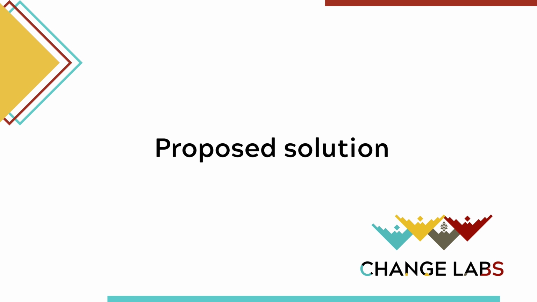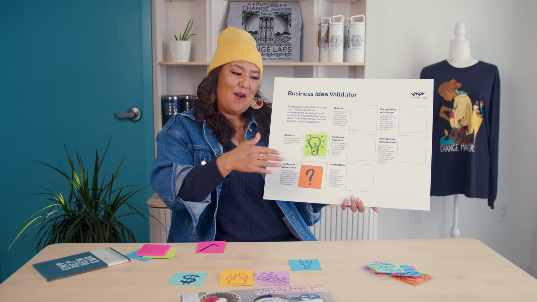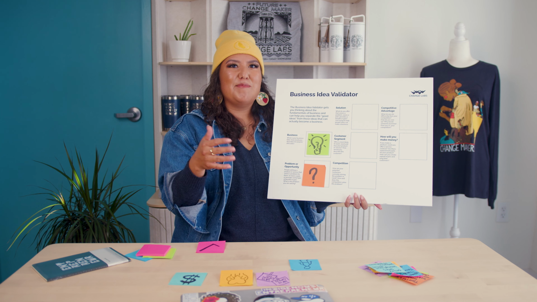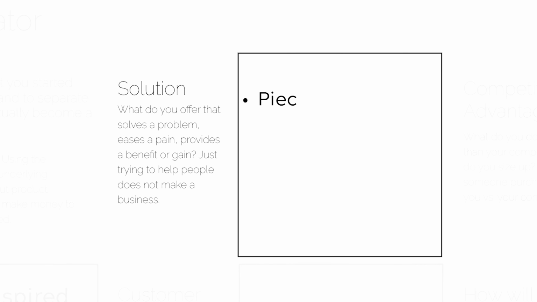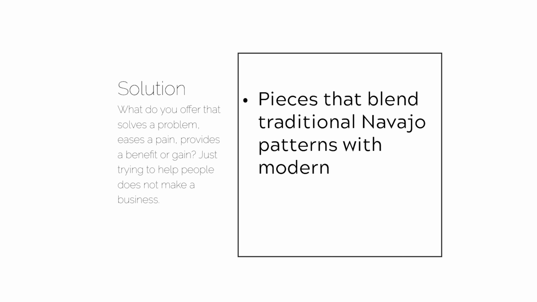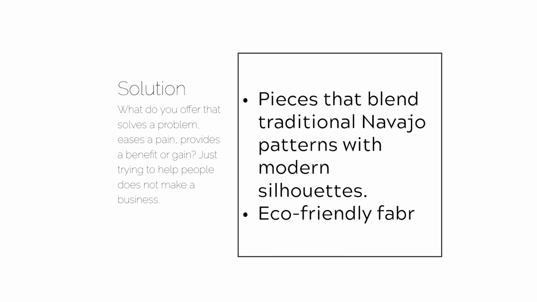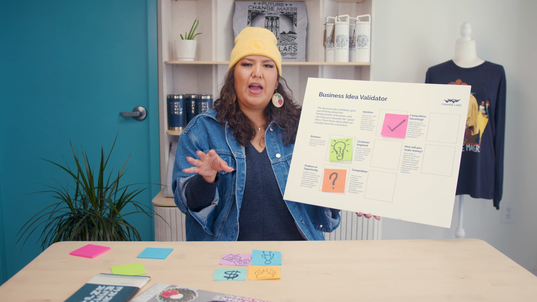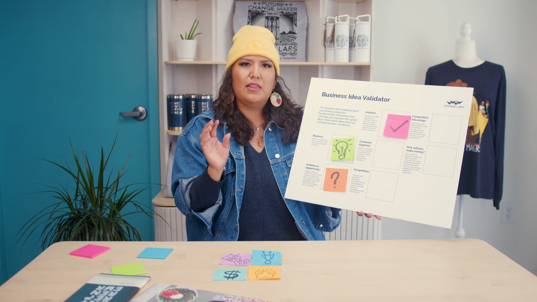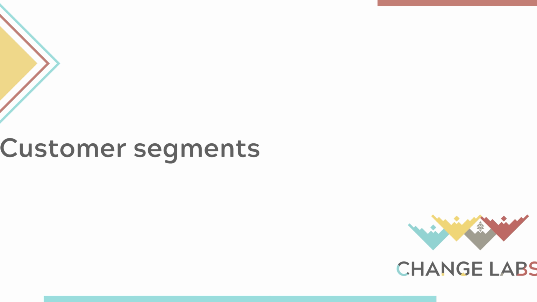Now we move on to box 3, which is your solution. Now that you've got your problem, it's time for your business to shine with a solution. This is where we tell how our business idea solves the problem. So going to our same example, the Navajo clothing line could offer pieces that blend traditional Navajo patterns with modern silhouettes, maybe even eco-friendly fabrics. You're solving the problem by offering something that's both meaningful and stylish. This is our chance to really show how we can step in with our business idea and make life better for our customers. This is kind of like being the hero in our own business story.